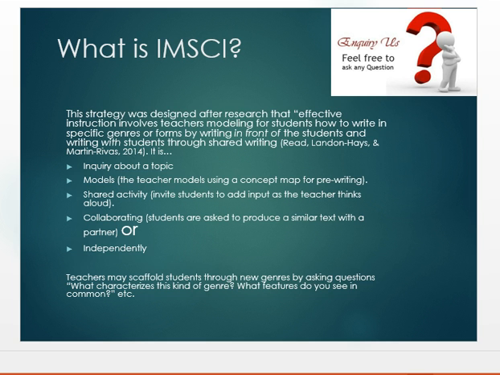Collaborating, students are asked to produce a similar text with a partner. So after they watch the teacher model and see how the teacher thinks about writing and mimic that, then they're asked to write a text with other students in the classroom. So it gives them a chance to practice all the things that they've learned, and then finally they're able to do it independently.